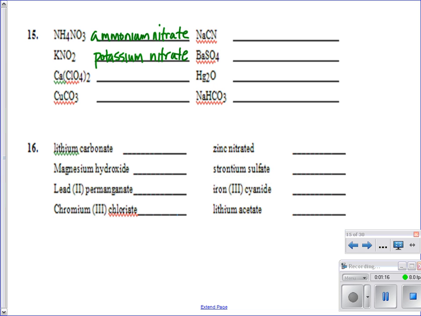All right. Next, ionic or covalent? Ionic. Calcium, does it have more than one charge? Nope. So name what we see. This is tricky. Calcium perchlorate.